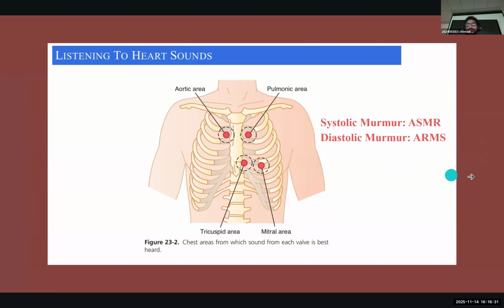Systolic murmur and diastolic murmur, tamam? ASMR. If it's a systolic murmur, then the cause is one of these two. It's either AS or MR.